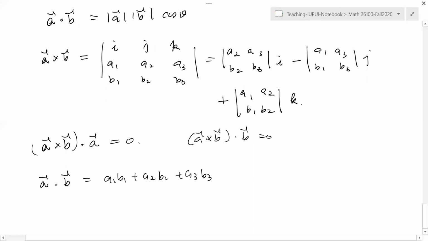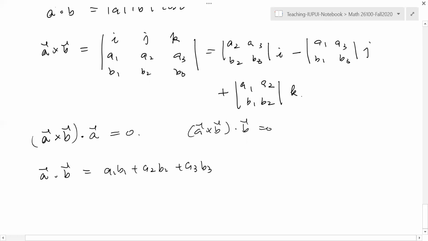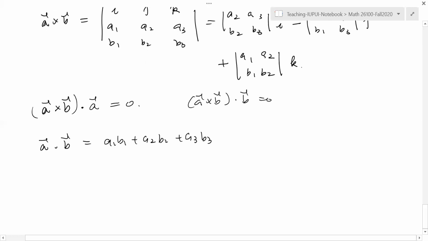Those are things we learned from chapter 12, which we did not cover. All right, so let's take a look at the following example.